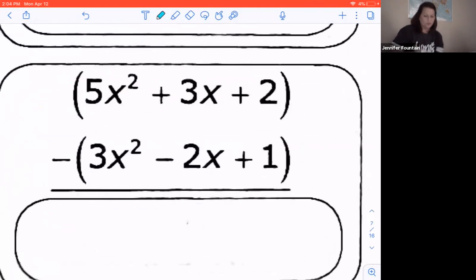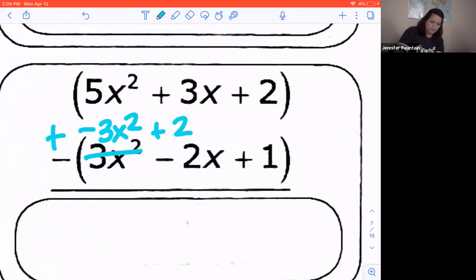The same thing to the one below it. I change to addition. 3x squared becomes negative 3x squared. Negative 2x becomes plus 2x. Plus 1 becomes minus 1.